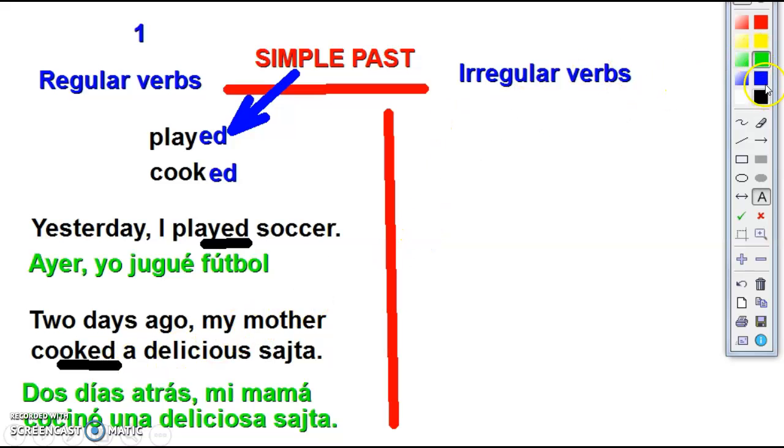On the other side, the group number 2, we have the irregular verbs. In the irregular verbs, as the name says, they are irregular. They don't work like this. For example, we have the verb go, that in the past is went. In the present, go. In the past, went.